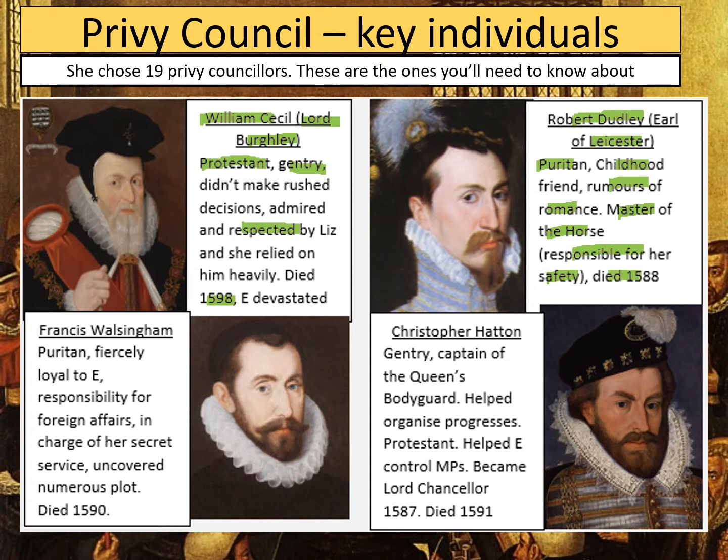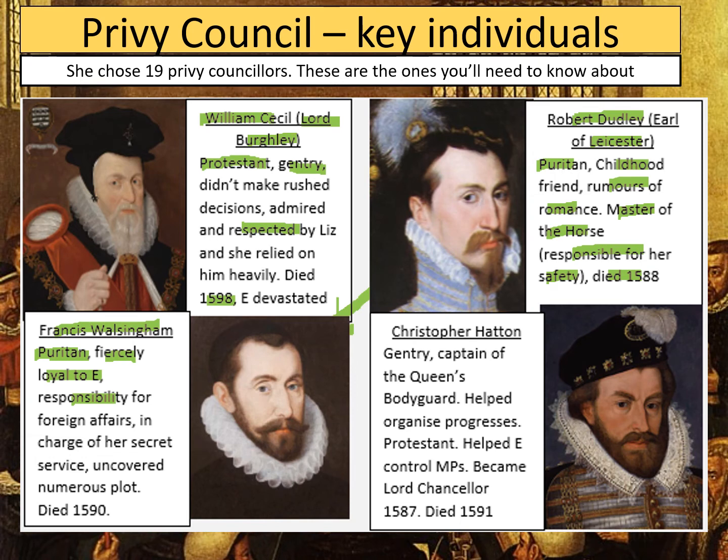Another really key person for Elizabeth was Francis Walsingham. He was a member of the gentry and he was also a Puritan, like Dudley, and there was some alliance that went on between these two figures. He had to flee to Italy during Mary's reign because of his religious views and the fact that he was an extreme Protestant. He ended up entering Parliament though in 1558. He was fiercely loyal to Elizabeth and she trusted him greatly, even giving him responsibility for foreign affairs. He even became an ambassador in Paris for a while.